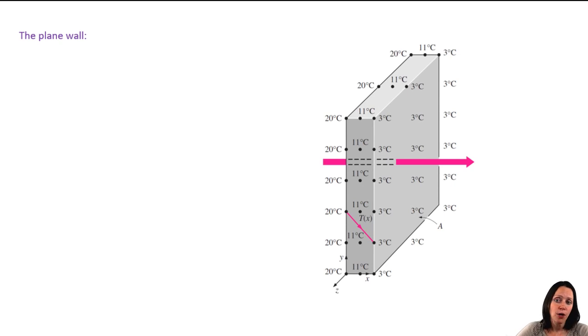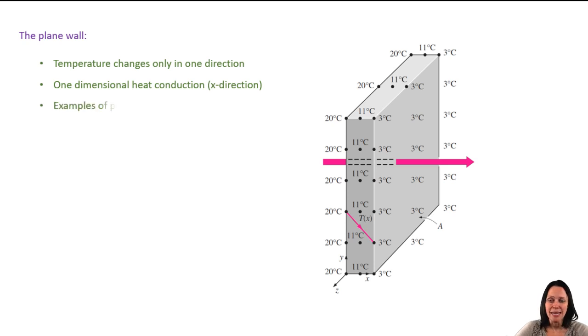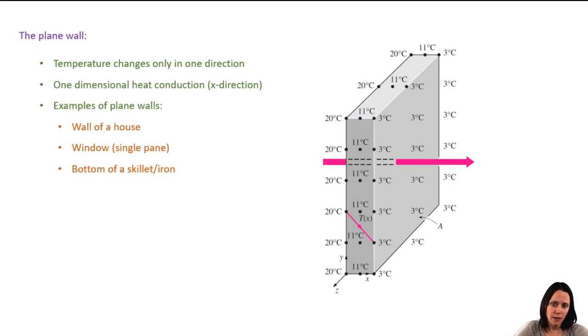As you see in the figure, from the face at x equals 0 to the face at the right-hand side, the temperature decreases from 20 degrees Celsius to 3 degrees Celsius, no matter where you look along the y or the z axis. So the temperature only changes in the x direction. Therefore, we only see a heat flux vector going in the x direction, so we have one-dimensional heat transfer. Examples of things that might be modeled as a plane wall include the walls of a house, a single pane window, or even something like the bottom of a skillet or an iron.